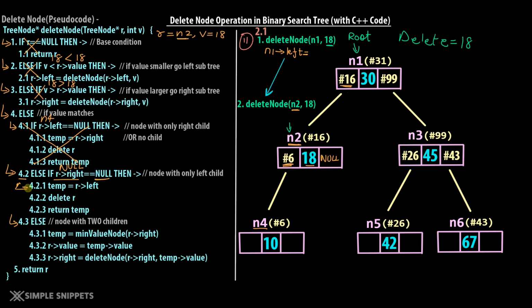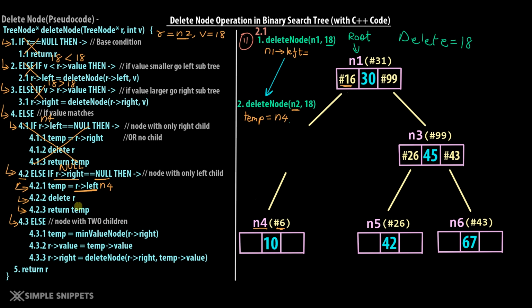The first step is we create a temporary pointer. We will say temp equals r of left. R is n2. What is there to the left of n2? It is #6, which is the address of n4. So we say temp equals n4. Okay. Now we see delete r. So r is nothing but n2. We will completely delete n2. Okay. We've deleted n2. Now we'll go to step number 4.2.3.